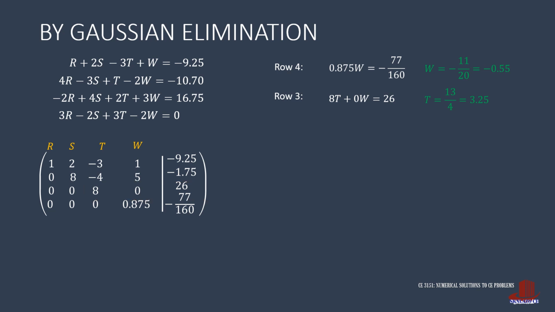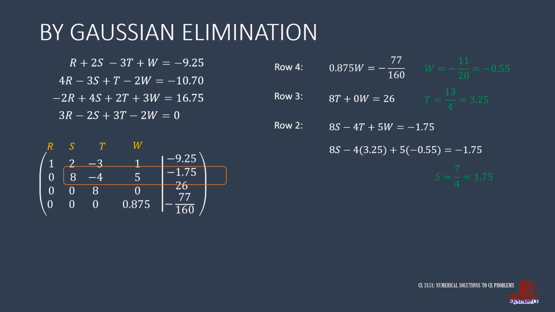Move another row higher and interpret the elements into an equation, which becomes 8s minus 4t plus 5w is equal to negative 1.75. Since we already have figured out t as 3.25 and w as negative 0.55, plug them into the equation, making it 8s minus 4 of 3.25 plus 5 of negative 0.55 is negative 1.75. S then becomes 7/4 or 1.75.